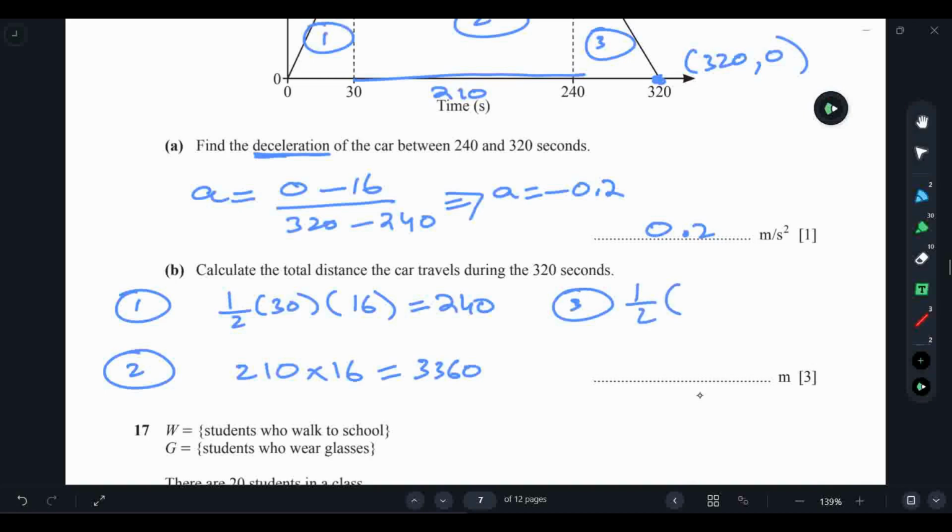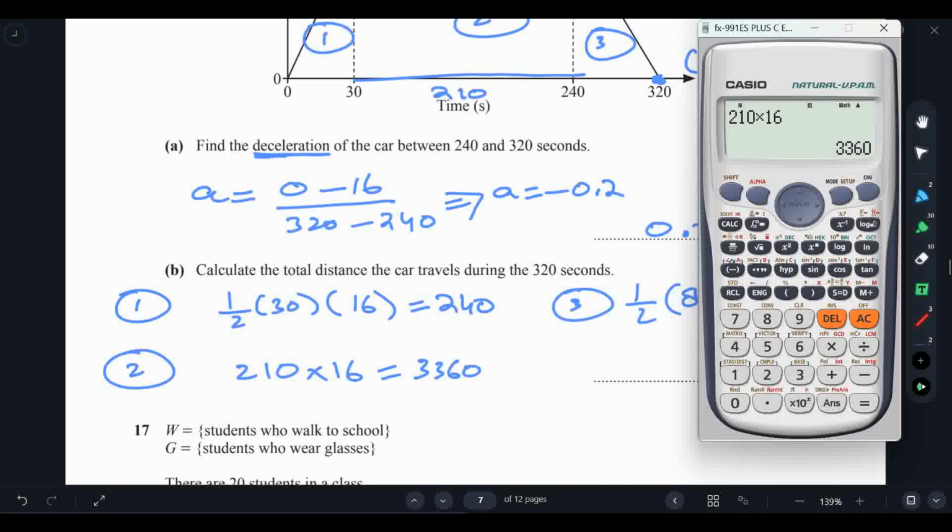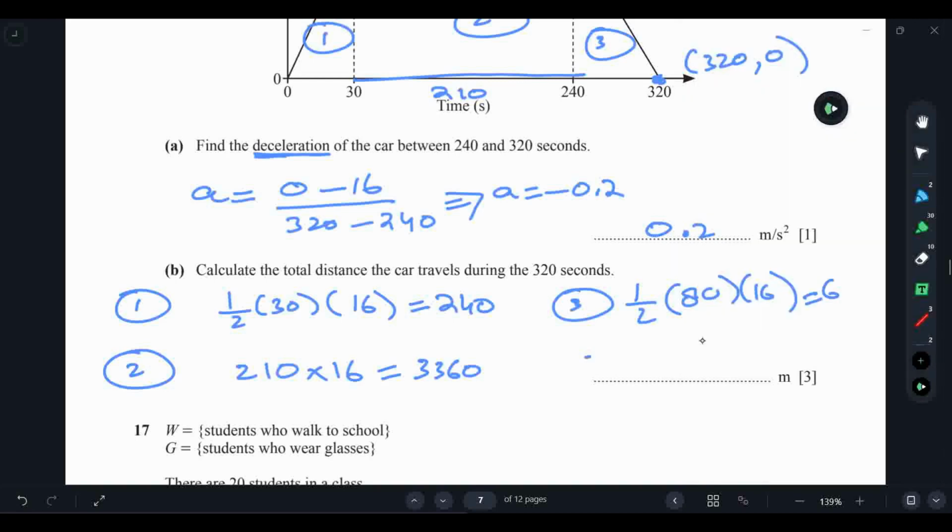And the third one is again a right angle triangle. So 1 by 2 base into height. Now base here is 80 and height is 16. So 1 by 2 multiplied by 80 multiplied by 16 will be equals to 640.